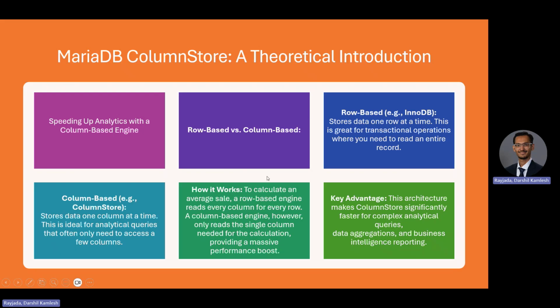Use InnoDB for fast transactions and column store for heavy analytics, just like how retailers maintain separate OLTP and OLAP systems. So that's what is mentioned in this slide: row-based versus column-based. Row-based again stores data one row at a time. This is great for transactional operations where you need to read an entire record. Column-based stores data one column at a time, and it is useful for analytical queries that often only need access to a few columns. How it works, I already explained, and I'll show you in the demonstration as well.